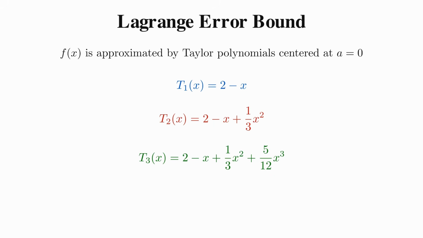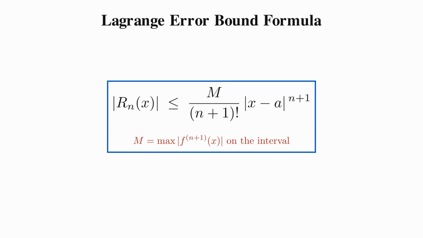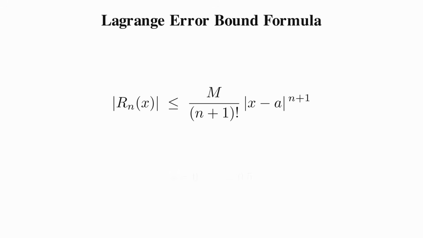What we're going to do is find a bound for the error in using these polynomials to approximate the value of the function. The error bound is less than or equal to M over (n plus 1) factorial, times the absolute value of x minus a to the n plus 1, where M is the maximum of the absolute value of the (n plus 1)th derivative on the interval from what you're plugging in to the center. So in this case, the center is 0, and we're going to be plugging in 0.5.